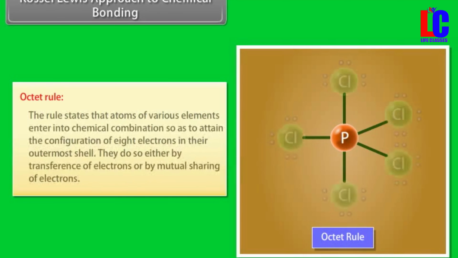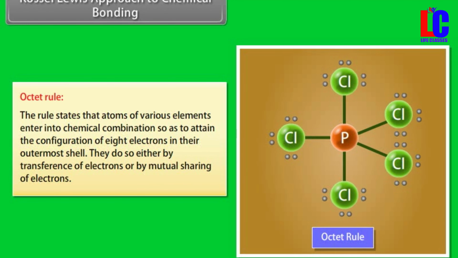Octet Rule. The rule states that atoms of various elements enter into chemical combination so as to attain the configuration of 8 electrons in their outermost shell. They do so either by transference of electrons or by mutual sharing of electrons.